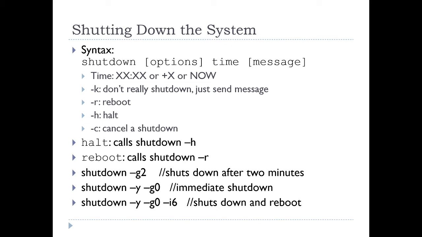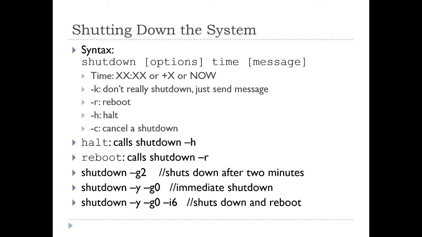Following is a list of options to be used. The -k option specifies don't shut down but send the message to the active users. The -r option specifies a reboot, whereas the -h option halts the shutdown process. -c will cancel the shutdown. The command equivalent to shutdown -h is halt, and you can use the reboot command to reboot the system.